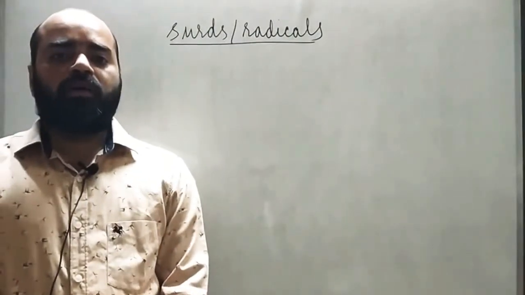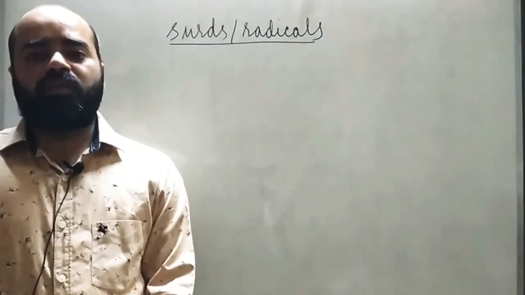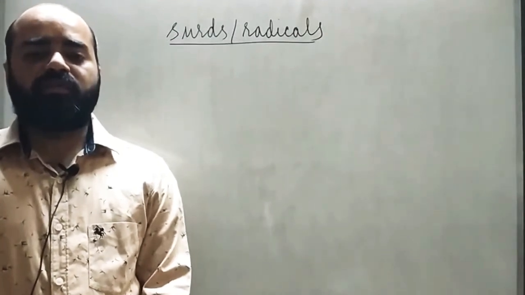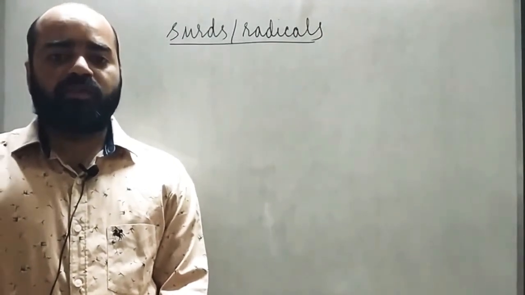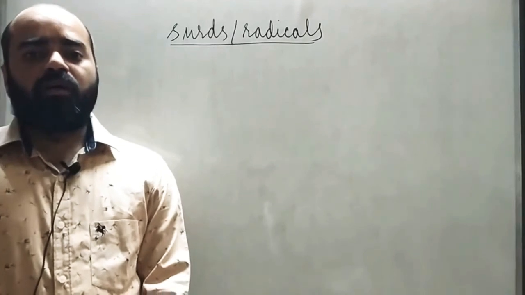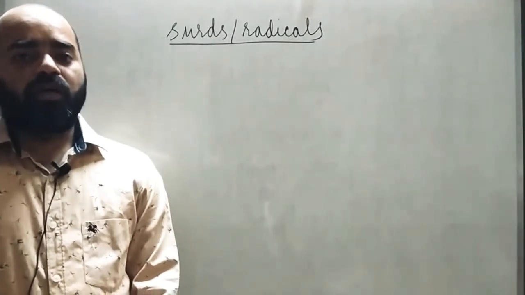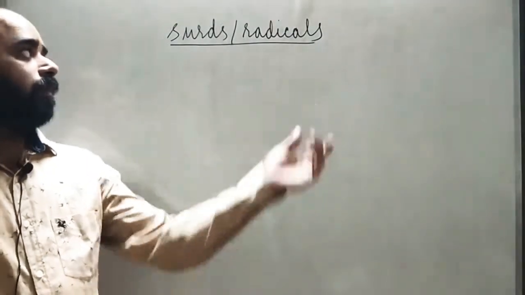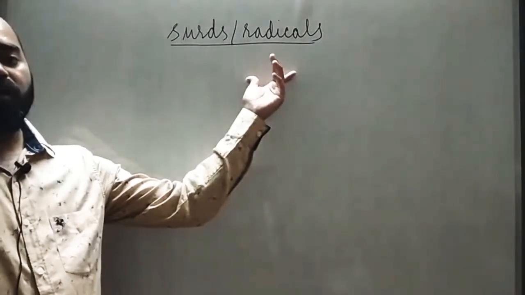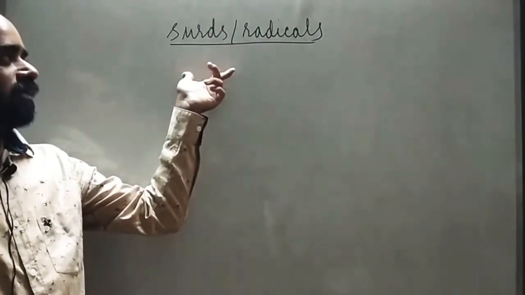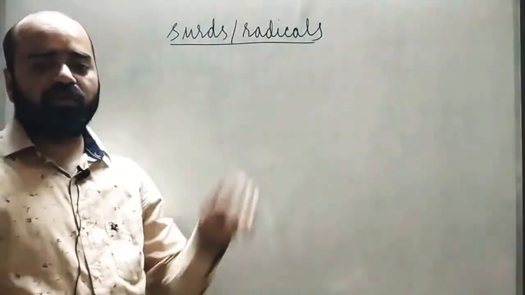Hello children. Earlier you have studied irrational numbers, types of decimals, recurring decimal, non-recurring, non-repeating decimal. Now today we will study surds or radicals. So what are surds or radicals? Already you have studied this.